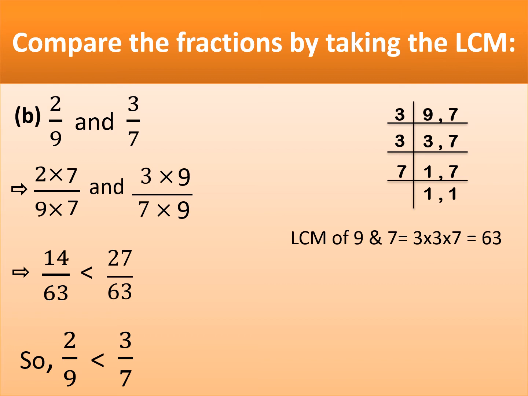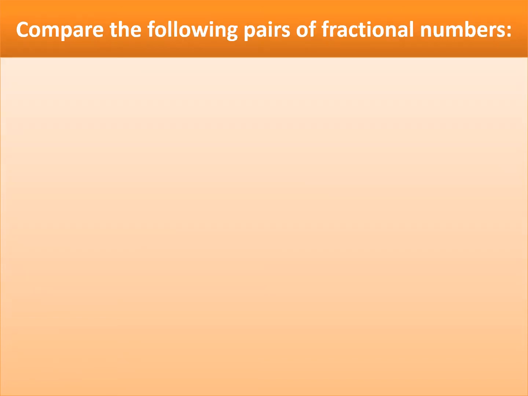Hope you understand. Compare the fractions by taking the LCM. Let's solve the next question. Compare the following pairs of fractional numbers. Question number A. 19 upon 7 and 2 1 upon 6. You can use any one method to find the answer. Compare the fractions by cross multiplication method or by taking the LCM. But LCM method is more beneficial to you, so I will explain this sum by taking the LCM.